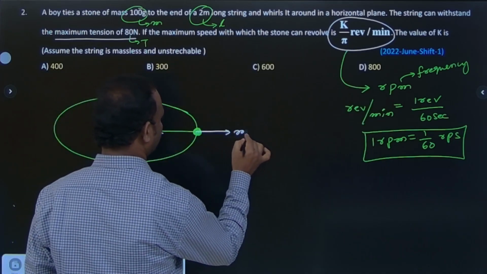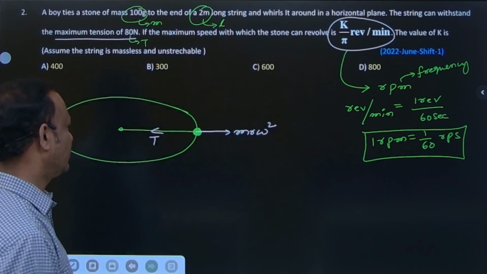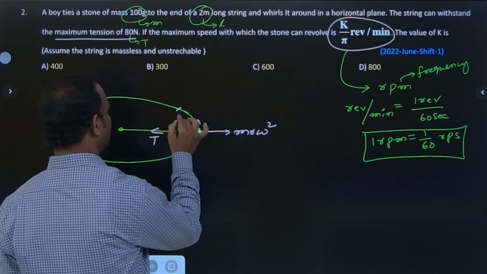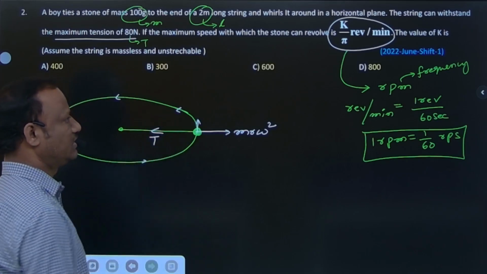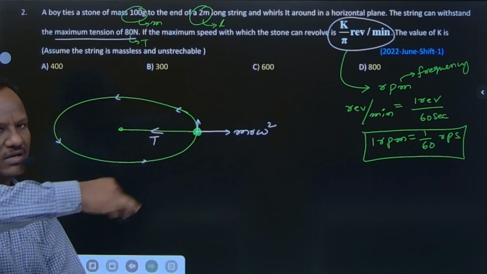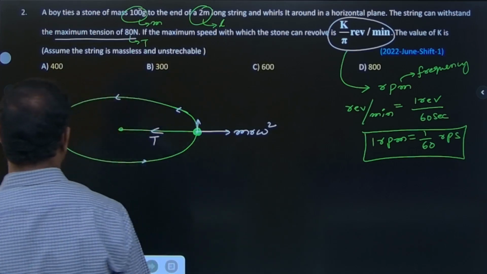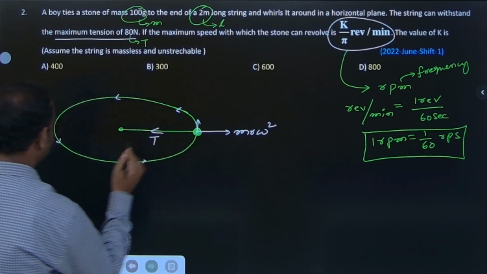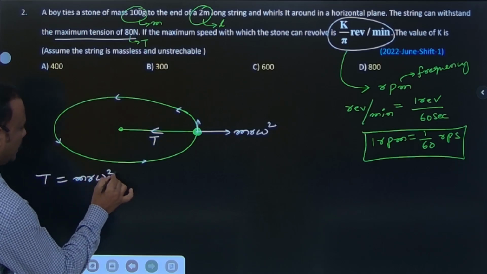This is m r omega square, otherwise m v square by r. The direction of motion is towards here, with a fixed radius. This is in a horizontal plane, not in a vertical plane. So T is balanced by the centripetal force: T is equal to m r omega square.